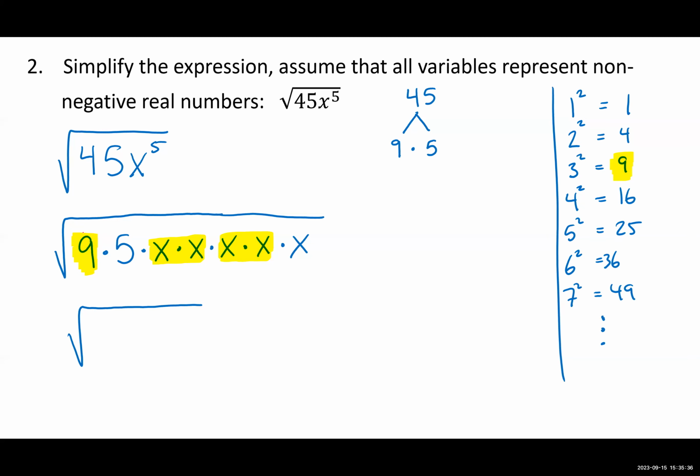All right, so we can take the square root of 9. That's going to come out. We could take the square root of x squared, or x times x. That's going to come out. And the second x times x, that's going to come out. So on the outside, square root of 9 is 3. Square root of x squared is x. Square root of the second x squared, that's another x. And then left on the inside, we've got a 5 and an x.